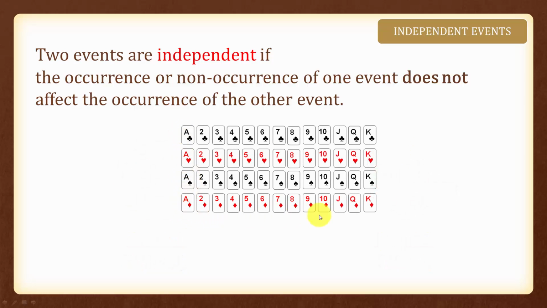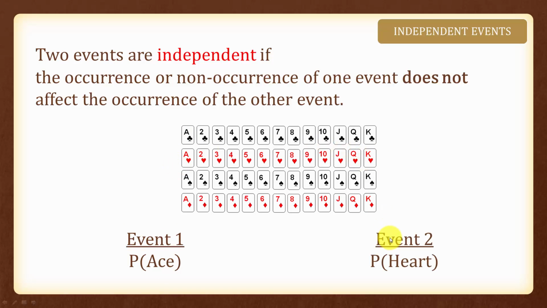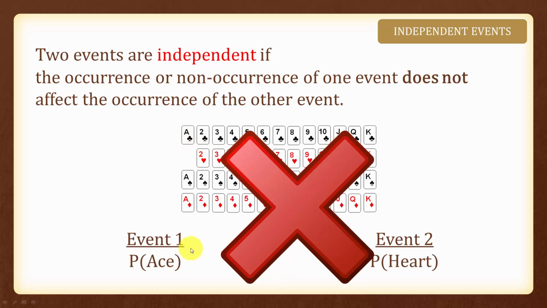In this next example, we have a deck of cards. Let event 1 be the probability of getting an ace from this deck of cards, and event 2 be the probability of getting a heart. Now, if I draw an ace, there's a chance that I may draw an ace of hearts, and hence it will affect the probability of getting a heart later, as I may have one ace less. Therefore, these two events are not independent, as drawing an ace may affect the probability of getting a heart later on.